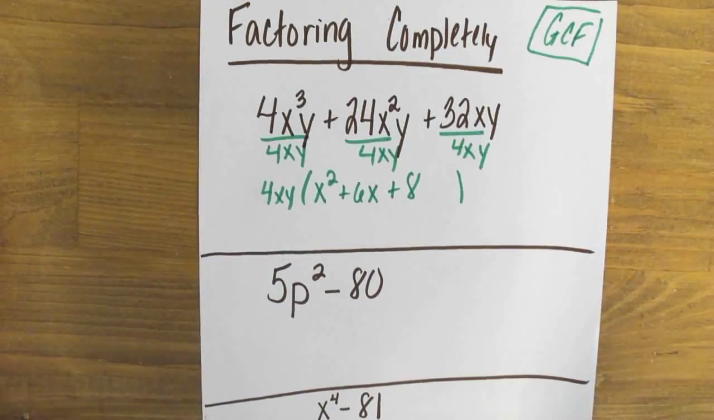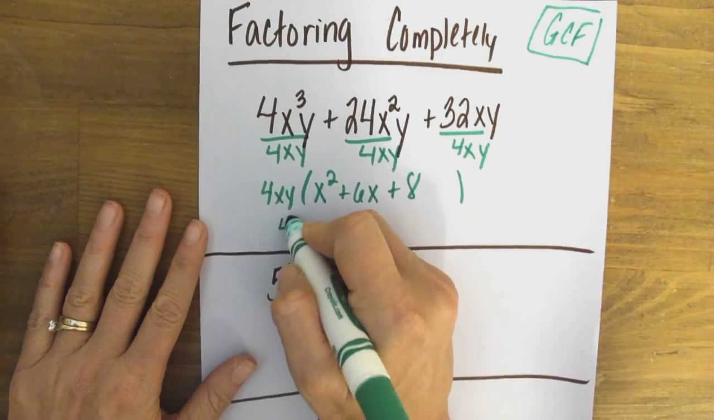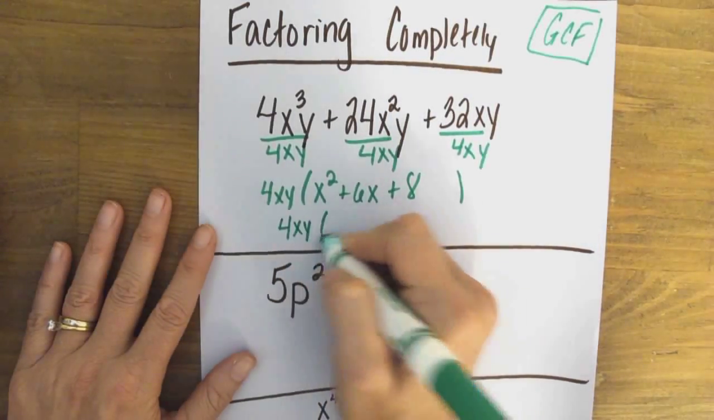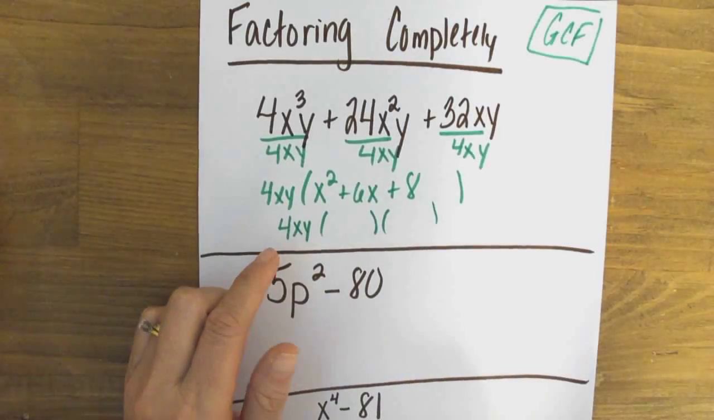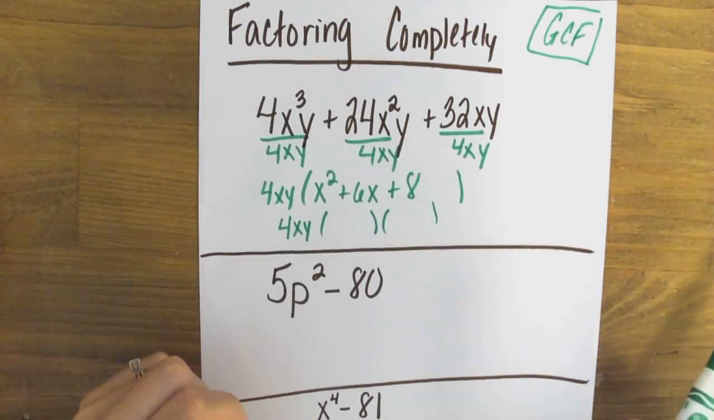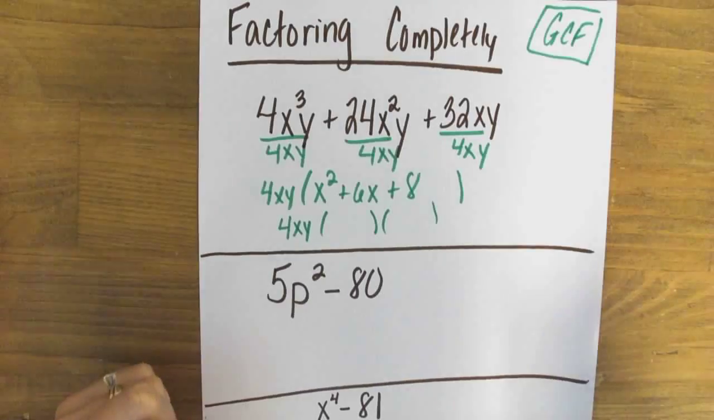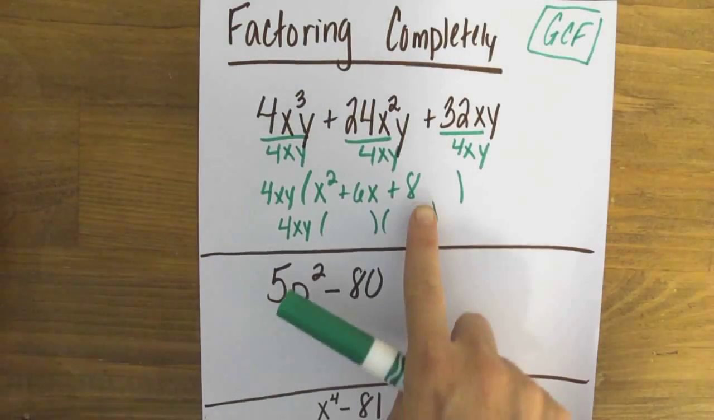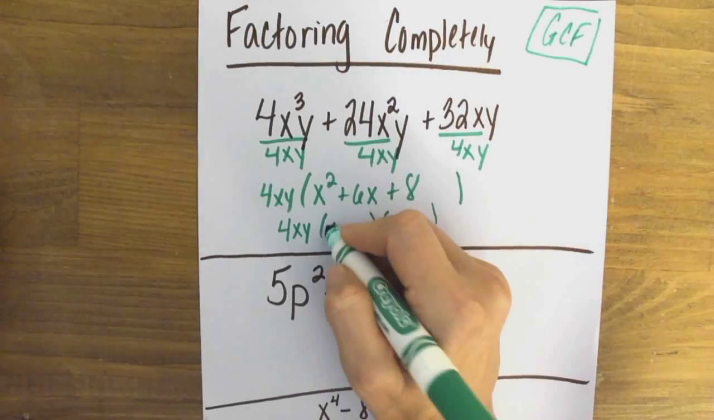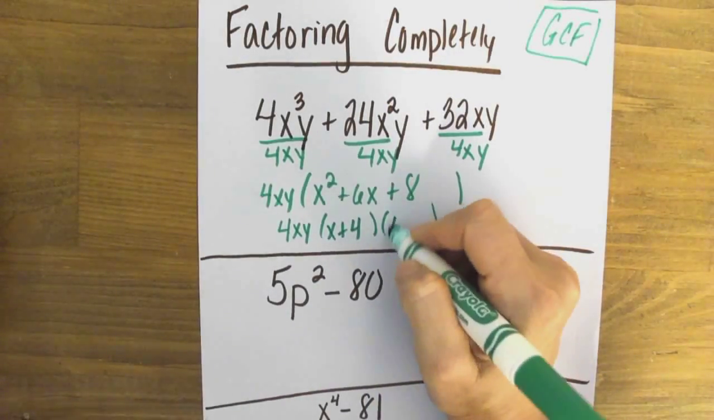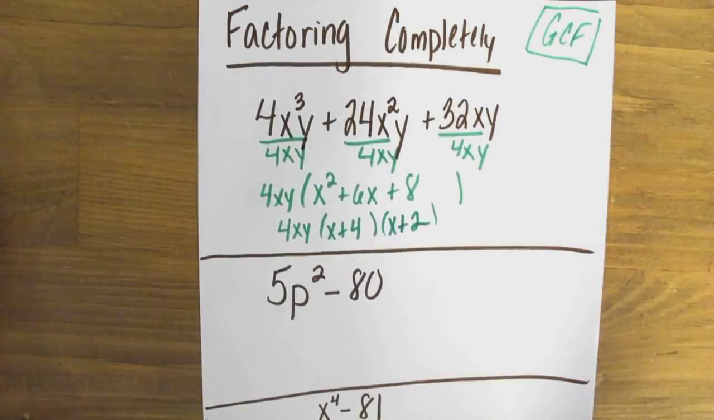So we did a great job of doing the GCF. The problem is we're not done. You cannot be a quitter. So this is a trinomial that we can very easily factor. And the reason we can easily factor it is because two numbers that multiply together that give you 8 but add to give you 6 are 4 and 2. Okay, so we are done with the first one.